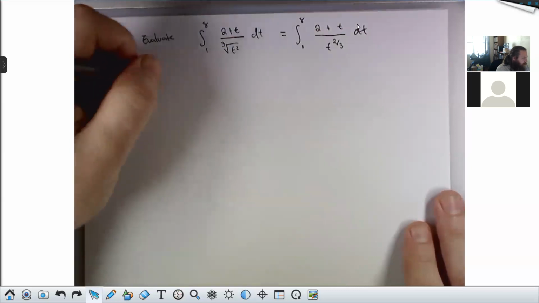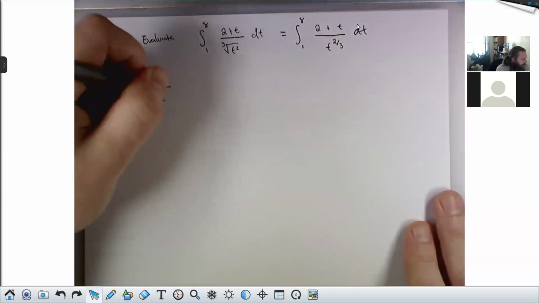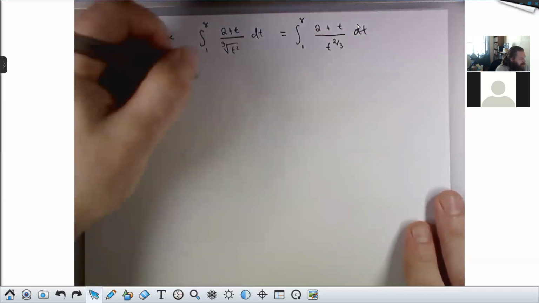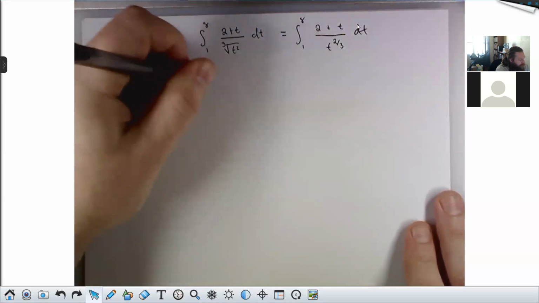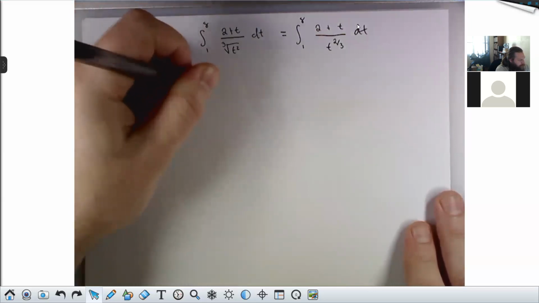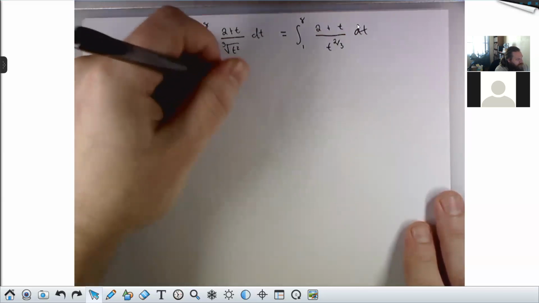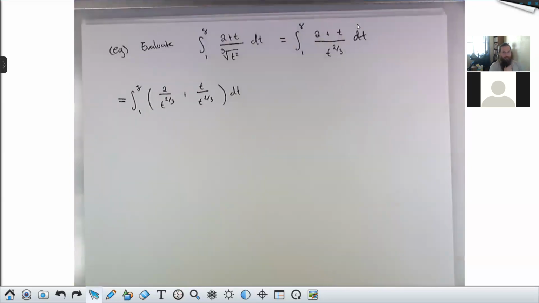So let's try splitting this up. This would be 2 over t to the 2/3 plus t over t to the 2/3 dt. And if you think about it, that's the same as 2 times t to the negative 2/3 plus t times t to the negative 2/3. It's the same thing you would get by bringing this upstairs and distributing. But now before I can continue, I need to simplify each of these pieces.